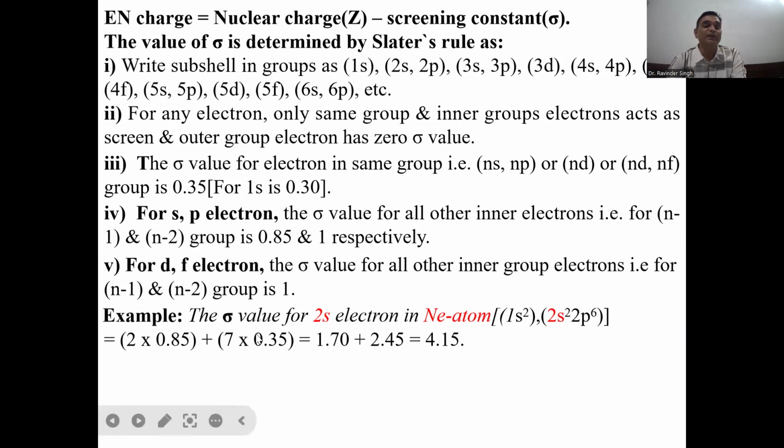So now we will calculate the screening constant value. You can see in the same group, as we have to calculate the effective nuclear charge for the 2s, means screening constant for 2s.